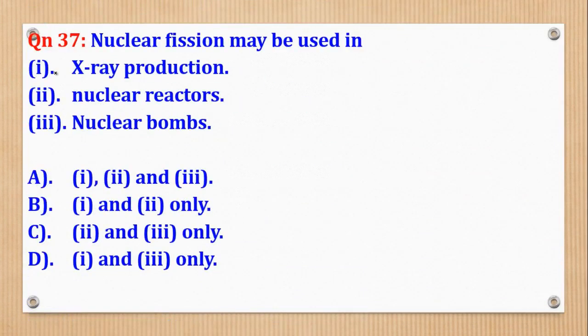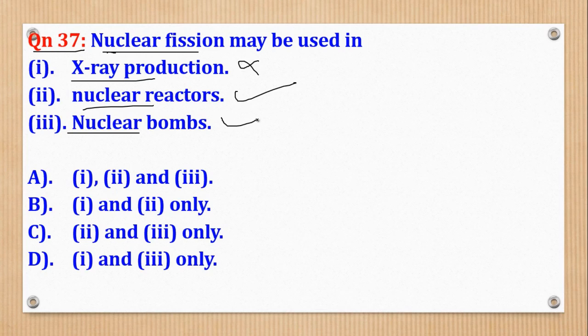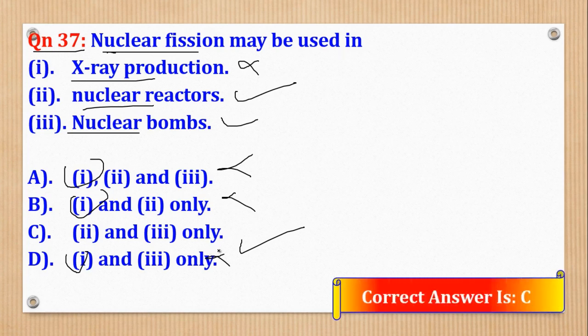37 says, nuclear fission may be used in X-ray production, nuclear reactor, nuclear bombs. So you know that nuclear fission cannot be used in X-ray production, but it can be used in nuclear reactors and also in nuclear bombs. So 1, 2, 3 is not okay because of this. Here there is also Roman 1, so it's not okay. Here 2 and 3 it is okay. Here there is Roman 1, it is not okay. So the correct answer will be C.